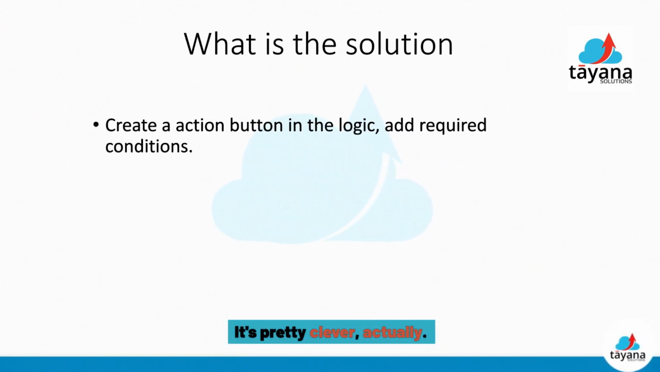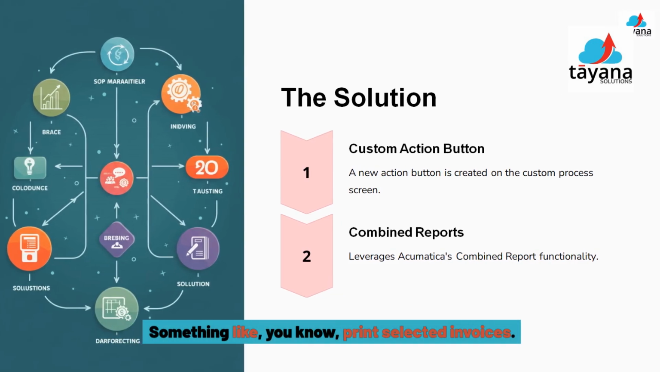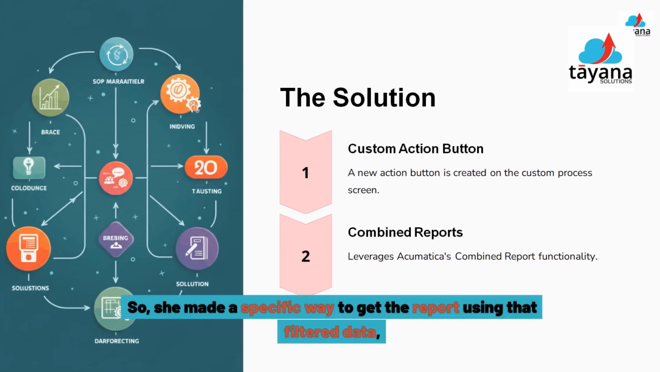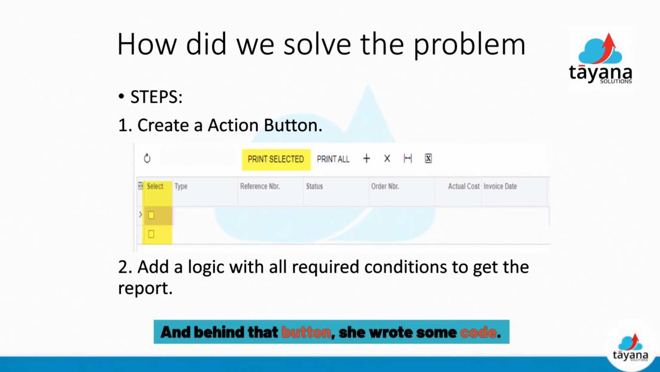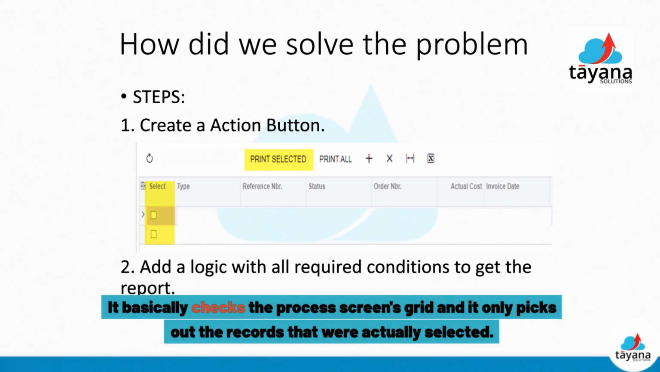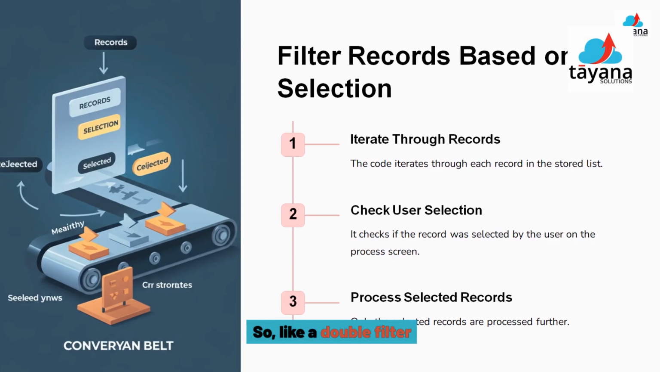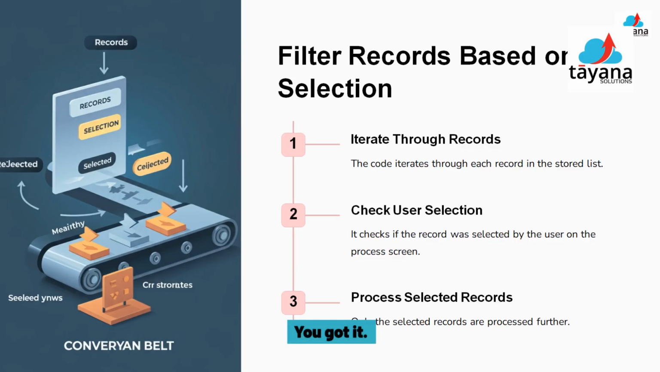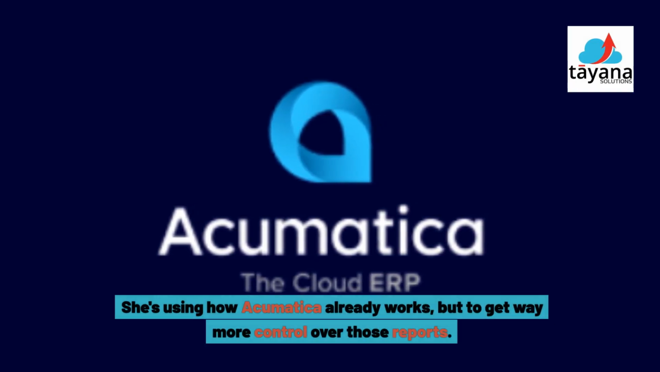It's pretty clever, actually. She added a custom action button to that process screen. Something like, print selected invoices. Okay, so she made a specific way to get the report using that filtered data. Right. And behind that button, she wrote some code. It basically checks the process screen's grid, and it only picks out the records that were actually selected. So like a double filter, once on the screen, then again before the report even gets it. You got it. She's using how Acumatica already works, but to get way more control over those reports.